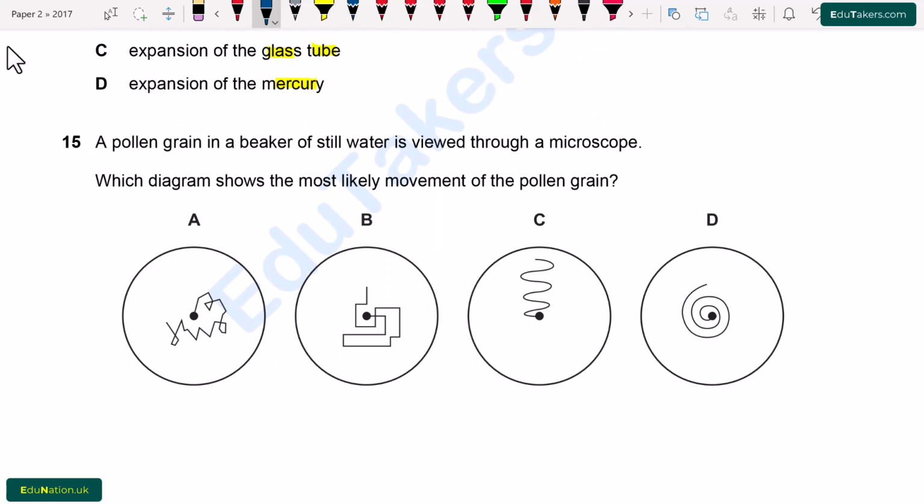Question number 15. A pollen grain in a beaker of still water is viewed through the microscope. Which diagram shows the most likely movement of the pollen grain? So the movement of the pollen grain will be random. In option A, there is a random motion which shows that the pollen grain particle can go in any direction. In option B, there is a regular pattern. Also in C and D, there are regular patterns. So option A is correct because it is random. The motion of the pollen grain is random.